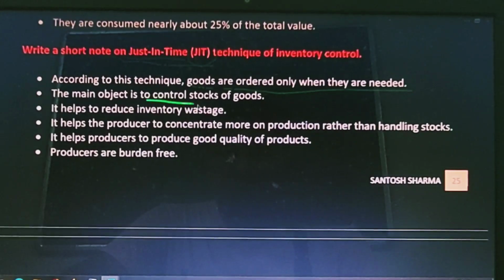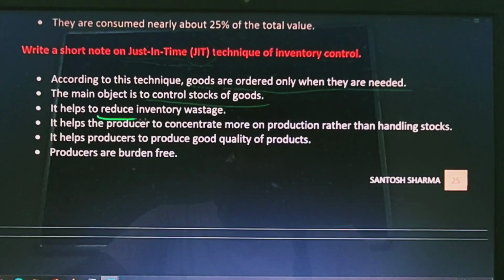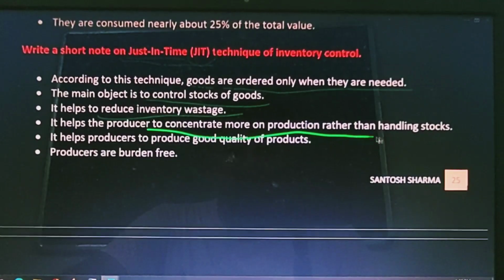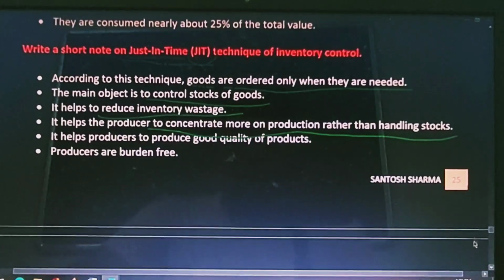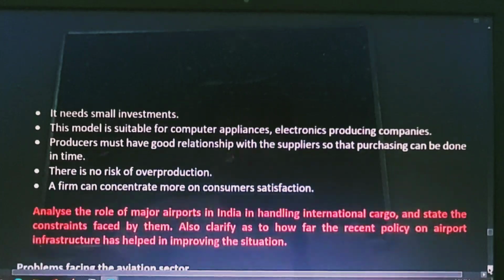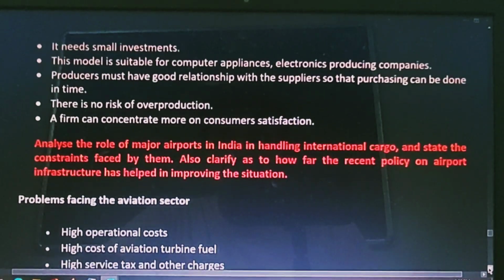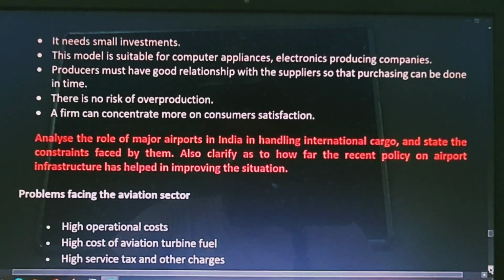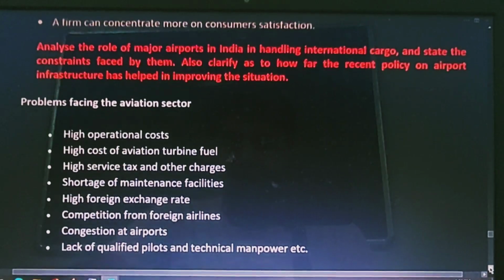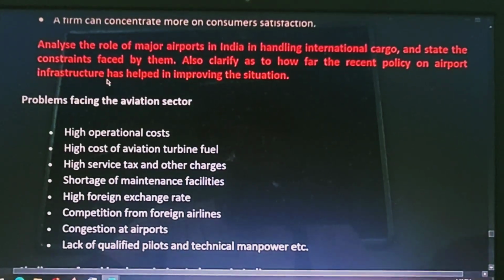The main object is to control stock of goods, to reduce inventory wastages and concentrate on production rather than handling stocks. And basically this type of technique is used by all जो कंप्यूटर वगैरह जो बनाते हैं, ठीक है, तो वो सब कंपनीज यूज करती हैं, right. नेक्स्ट क्वेश्चन में चलते हैं.